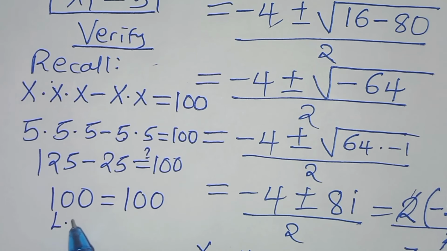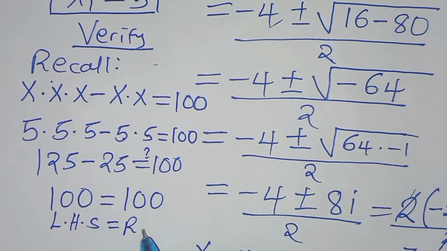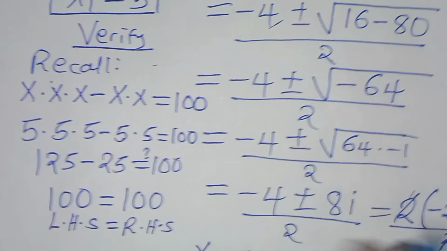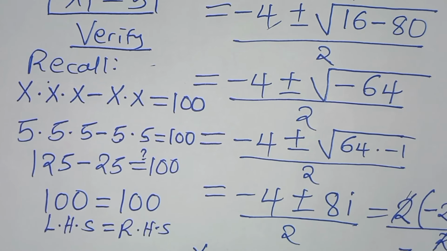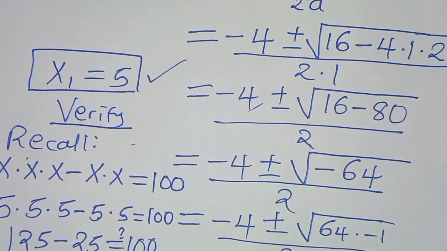So this implies that the left hand side is equal to the right hand side. And this implies that x1, which is equal to 5, satisfies the equation.